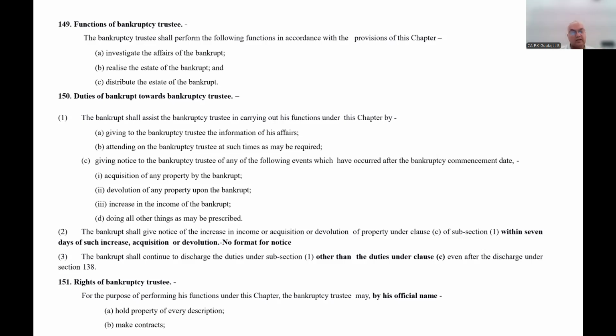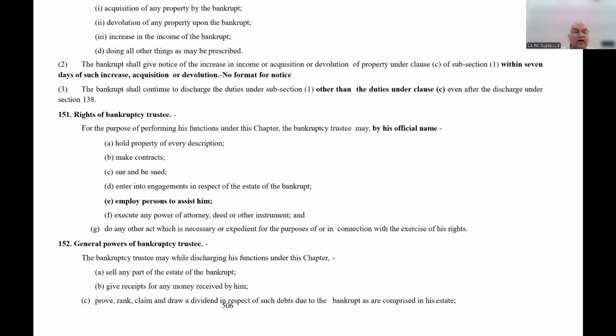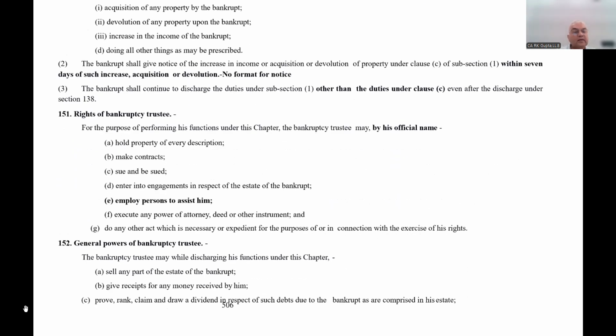What it says, he can hold property of every description, he can make contracts, he can sue and be sued, enter into engagements in respect of the estate, employ persons to assist him. Okay? Execute any power of attorney, deed or other instrument, and do any other act which is necessary or expedient for the purpose of or in connection with the exercise of his rights. So all these are the rights, because the estate of the bankrupt vests in the bankruptcy trustee. So he will do all these things. Suppose some property document has to be signed, so he will sign instead of the bankrupt.